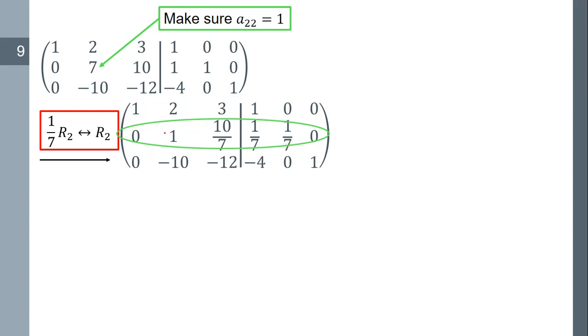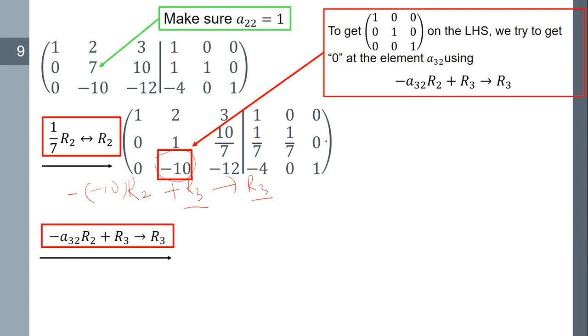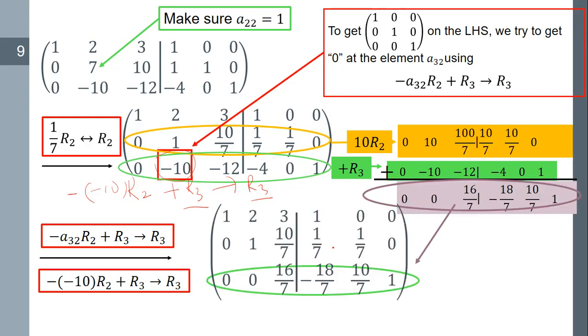Okay, after I already have 1, now how am I going to kill off my negative 10? What you do? Just take the negative 10, multiplying with my row 2, plus my row R3, right to my R3. Remember, this one is unchanged, okay? So I do what I said just now. Because minus minus is positive, that's why I have ten R2. This is the value. And plus my R3, then use calculator, you calculate, and this you'll be getting.